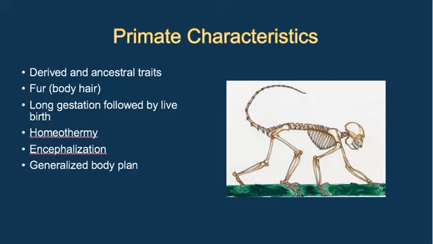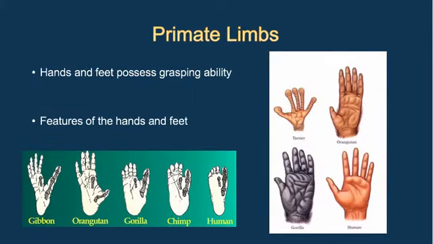Again, we just have 4 limbs. Each of those limbs has digits in the form of fingers and toes. That is a basic body plan that's seen across a lot of different types of animals. Okay, so let's talk a little bit about primate limbs. We have hands and feet that possess grasping ability. That is, again, a derived primate characteristic. That's not something that we share with a lot of other animals.